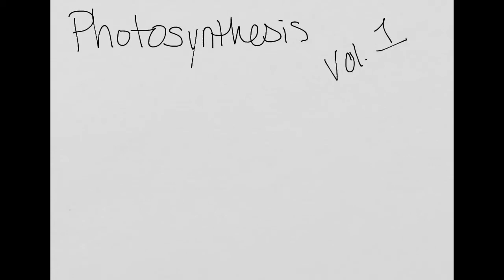This video is going to be an introduction to photosynthesis. So this is volume 1 of the photosynthesis videos. Just to remind you, photosynthesis is the process by which plants make food in the form of sugars from carbon dioxide, water, and light energy. They also make oxygen as a byproduct, so we all can breathe.